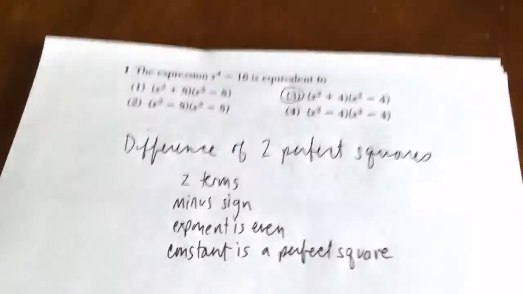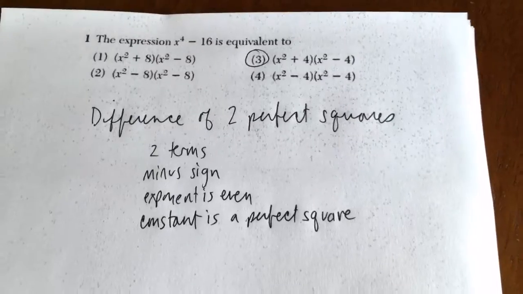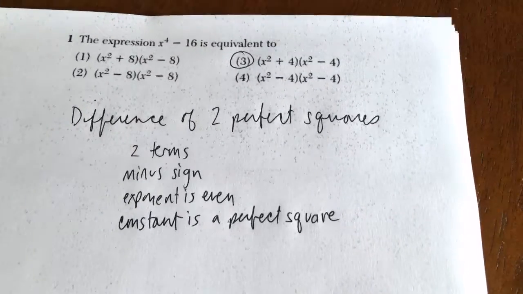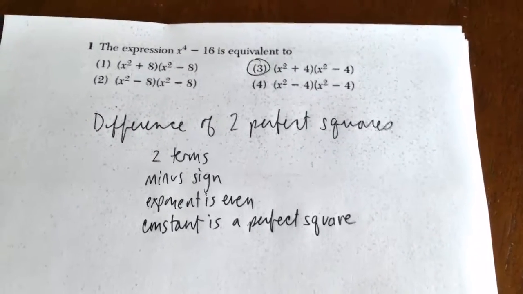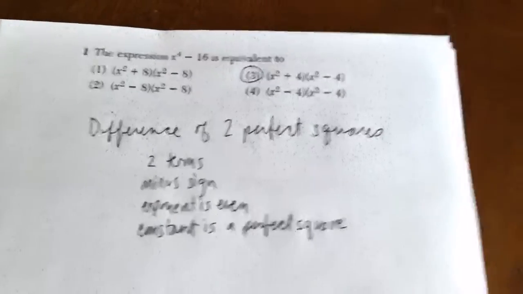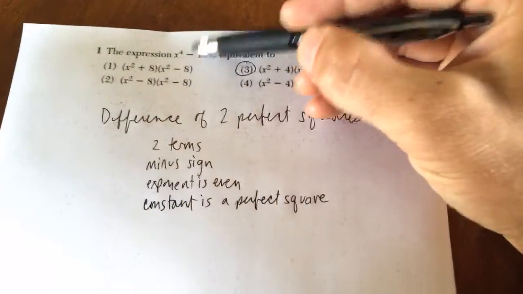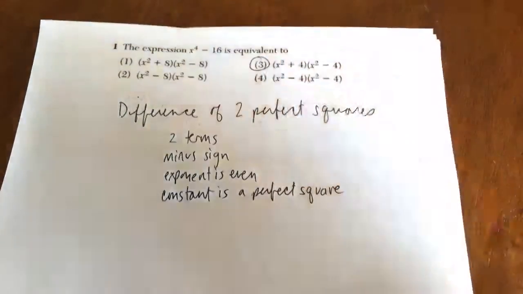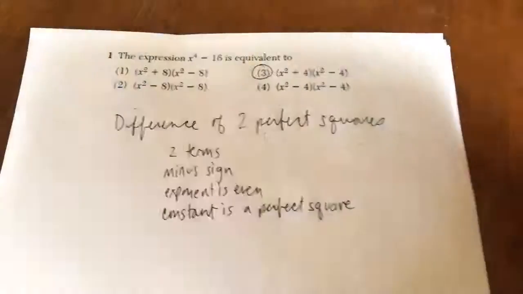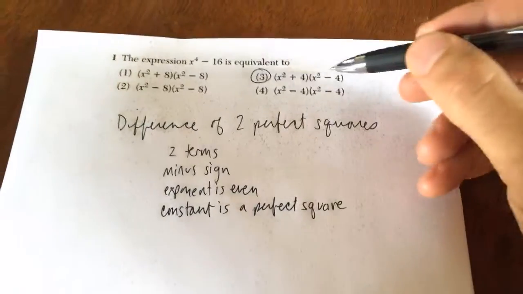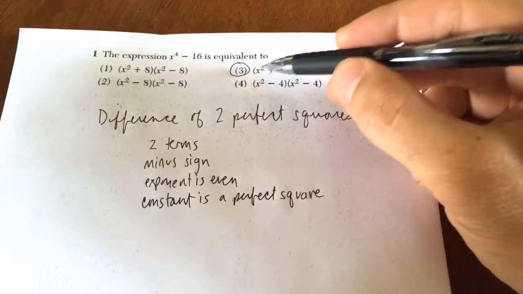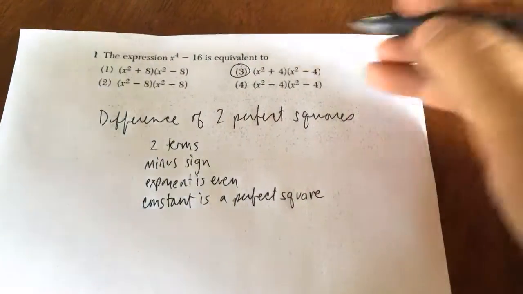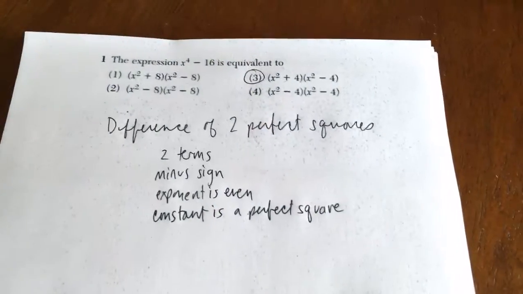Number 1 asks which expression is equivalent to x to the fourth minus 16. X to the fourth minus 16 is just the difference of two perfect squares. I know that because there are two terms, there's a minus sign, and the exponent is even, and this is a perfect square. In this case, you're looking to just factor it. They don't even factor completely. They turn into x squared plus 4 and x squared minus 4, which follows the rules of difference of two perfect squares.